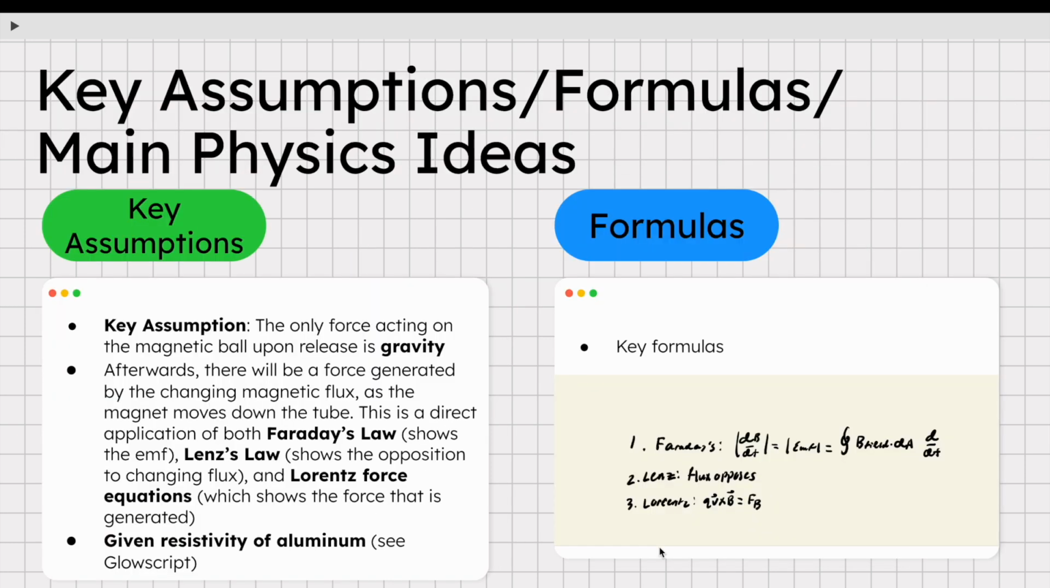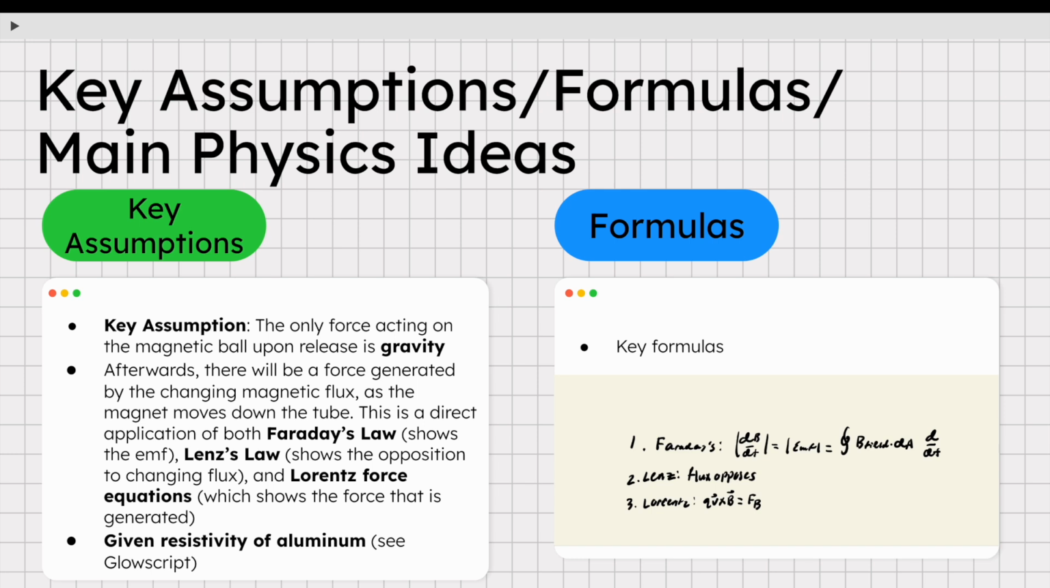So going back to the key assumptions and formulas, and therefore the main physics ideas of this lab. A key assumption is that the only force acting on the magnetic ball upon release, not during the tube, but upon release, was gravity. Afterwards, there's going to be that force generated by the moving magnetic flux as the magnet moves down the tube. And this again is a direct application of Faraday's law, Lenz's law, and also, with getting the force, the Lorentz force equations.